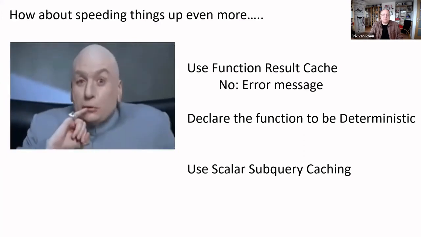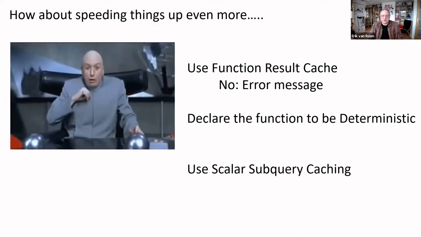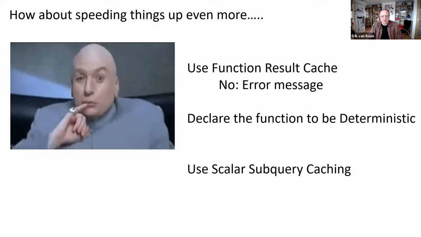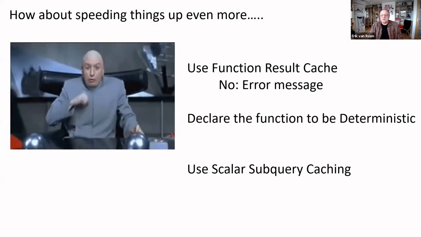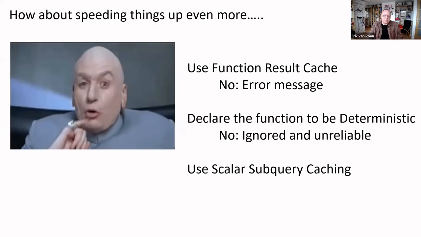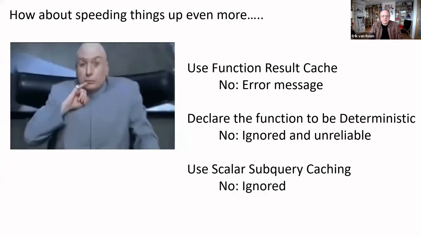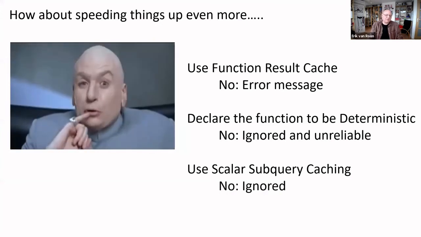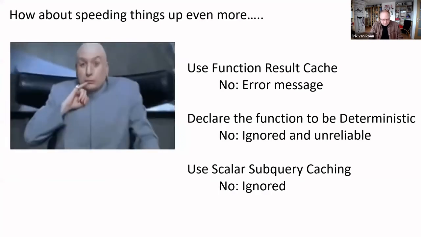Well, function result cache, unfortunately, if you try to do that, you run into an error message. Your statement will not compile. It is not allowed to do that. Deterministic, it's ignored and it's unreliable. Scalar subquery caching, it's simply ignored. So it looks like none of these can be combined with a function in the with clause.